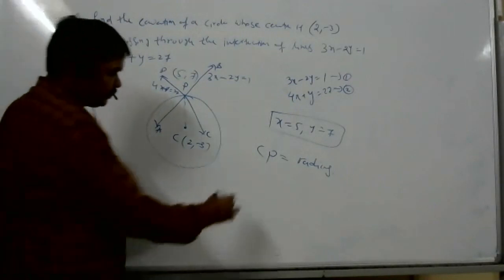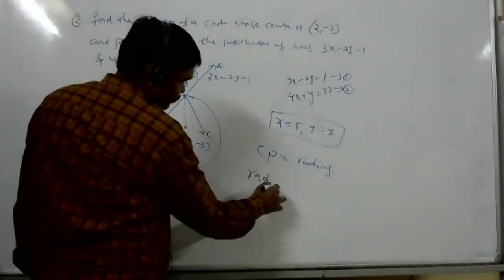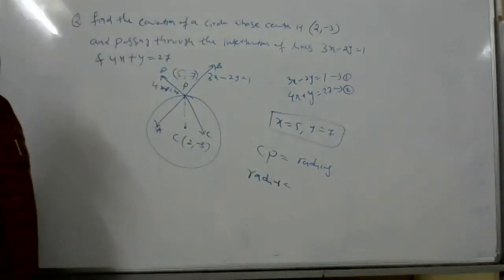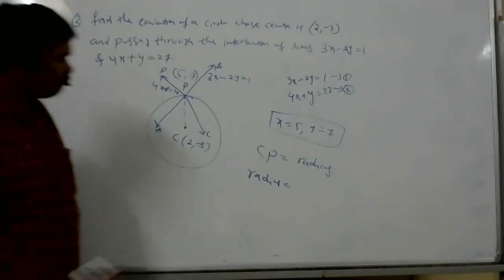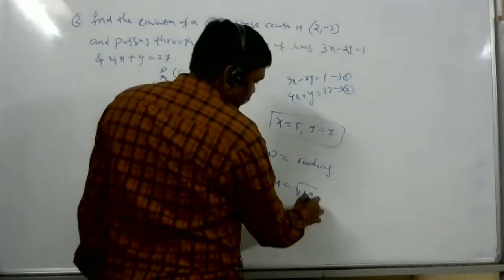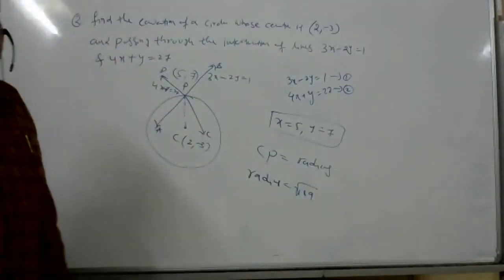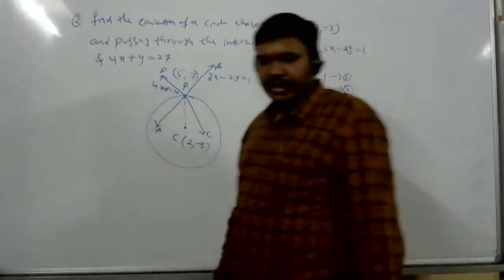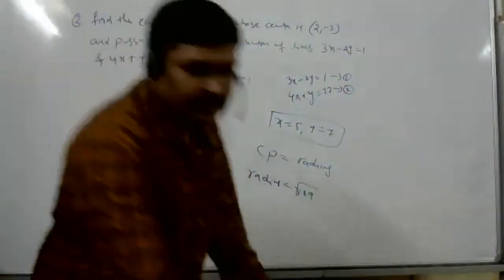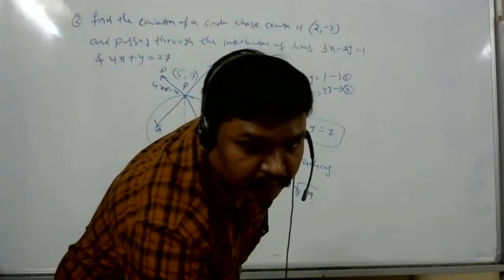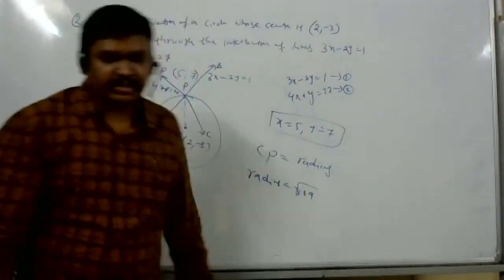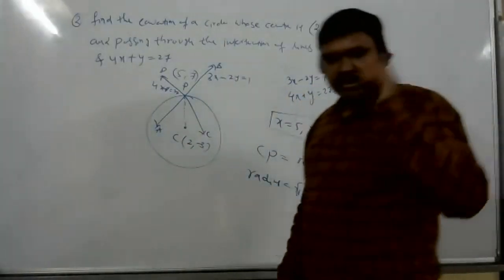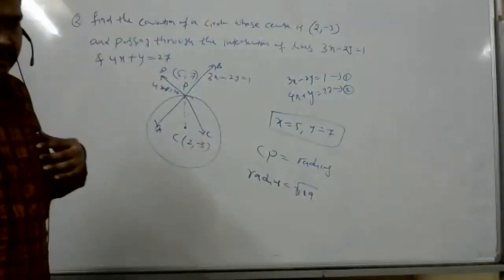Radius is equal to? Sir, square root of 109. Square root of 109. Now directly substituting, the equation of the required circle is (x minus 2) whole square plus (y plus 3) whole square is equal to root 109 whole square.